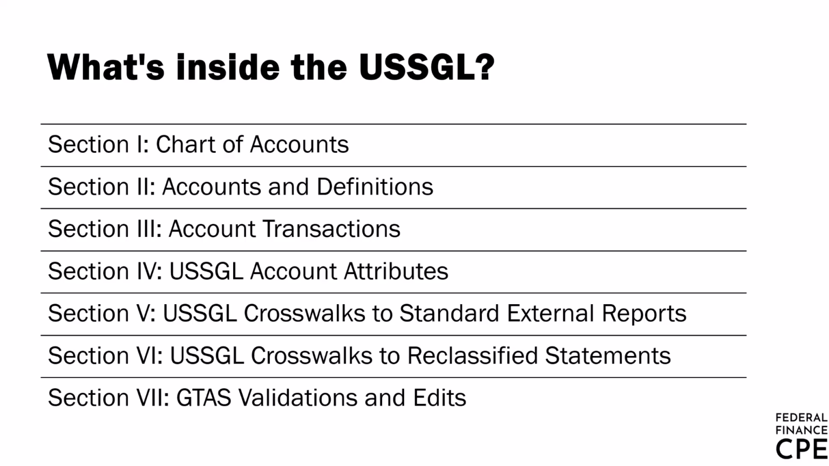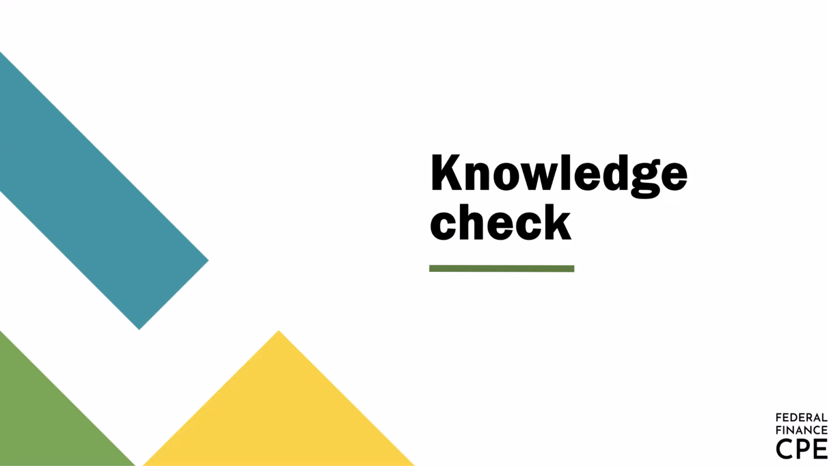Okay. Now let's talk about what's actually inside the USSGL. Well, there's 7 sections, and they go like this. You have the chart of accounts, then you'll have accounts and definitions, then you'll have account transactions, following with the USSGL account attributes section. Then there's a USSGL crosswalks to standard external reports section, with a USSGL crosswalks to reclassified statements section. And then our last but the 7th section is the GTAS validations and edits section. All right.